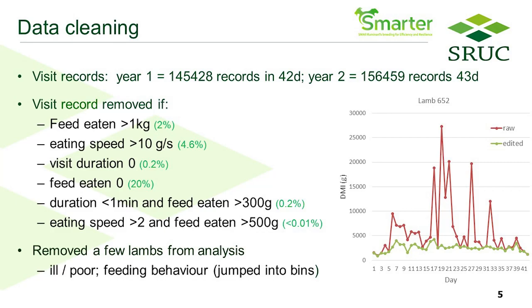There's also some lambs that we have to remove from the analysis because of interventions during the recording period. So a few were ill or poorly, recorded as being that over a period of time that could have affected their intake. And there was also a few that were ruled out because of their behaviour. So badly behaved lambs that jumped into the bins and you got records that weren't believable. So we took a few lambs out of the data set completely.